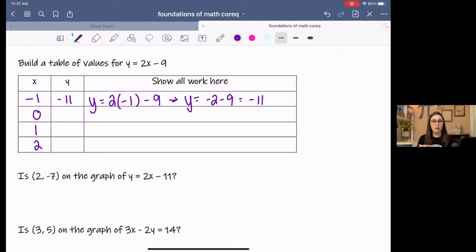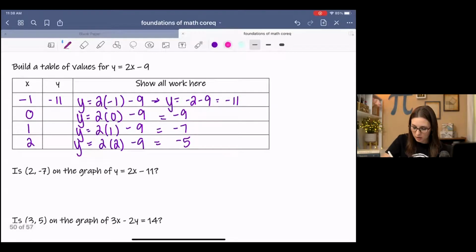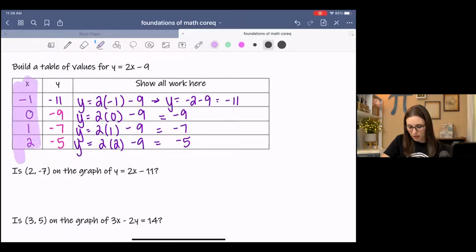And then we just do that for all the other x coordinates. So go ahead and pause the video, try the rest, come back. Remember, when you substitute those x values in, that we do have to take into consideration the order of operations. So you have to do that multiplication part first, then subtract 9. So we have 0 minus 9, 2 minus 9, and 4 minus 9.